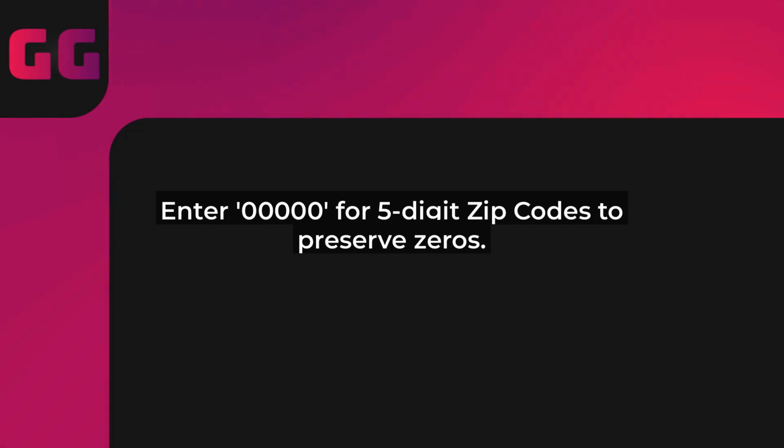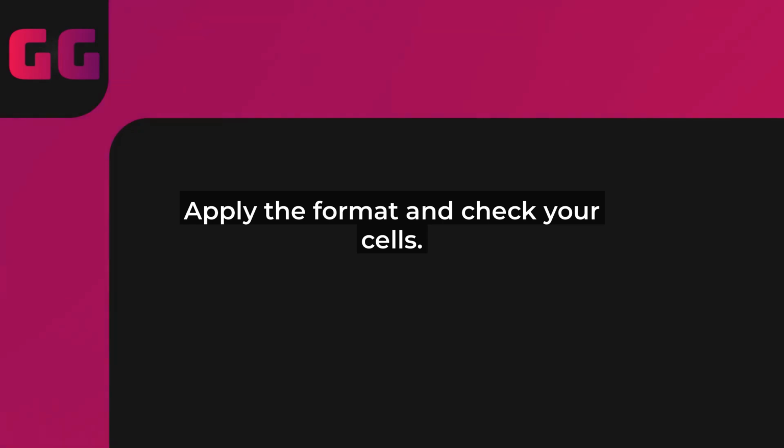Next, head over to the menu bar and click on Format. From the drop-down, select Number, and then choose More Formats at the bottom. This opens up a submenu. Go ahead and pick Custom Number Format. Here, you'll see a dialog box where you can enter a format code.